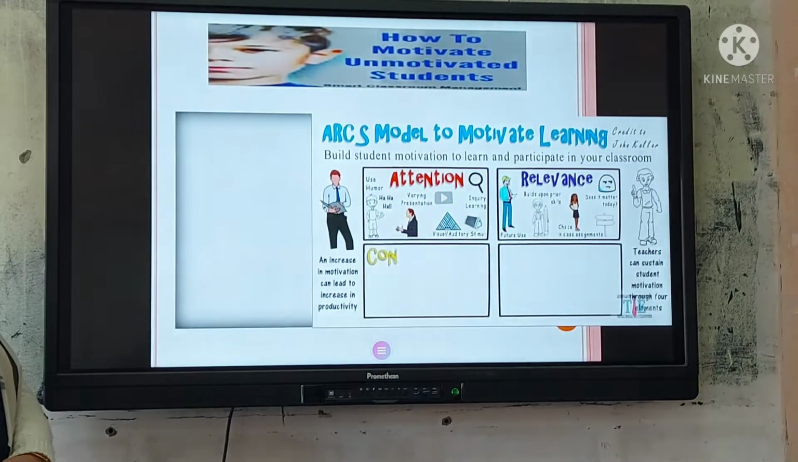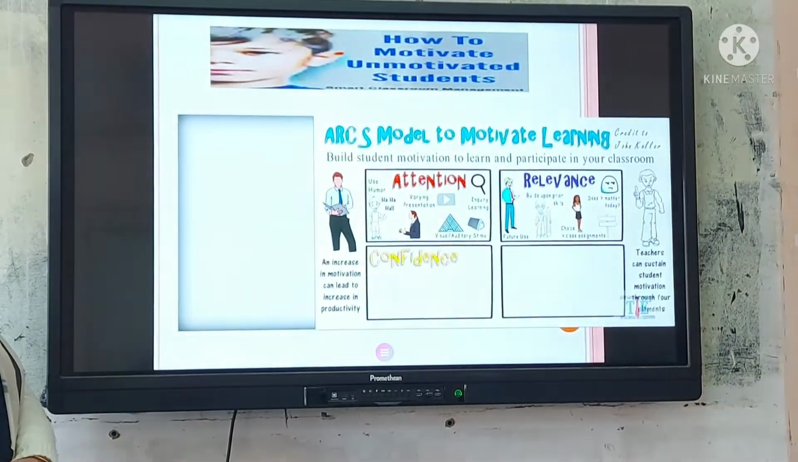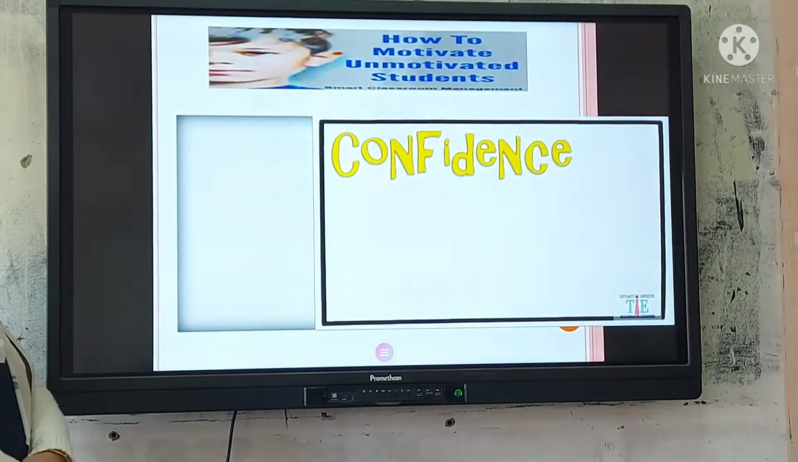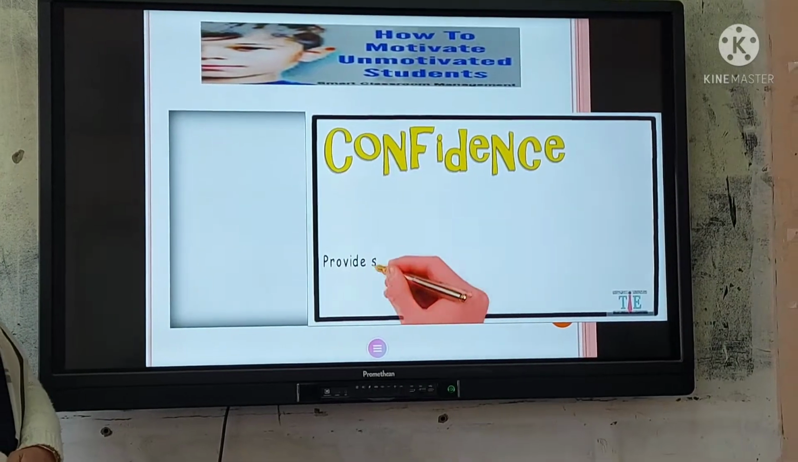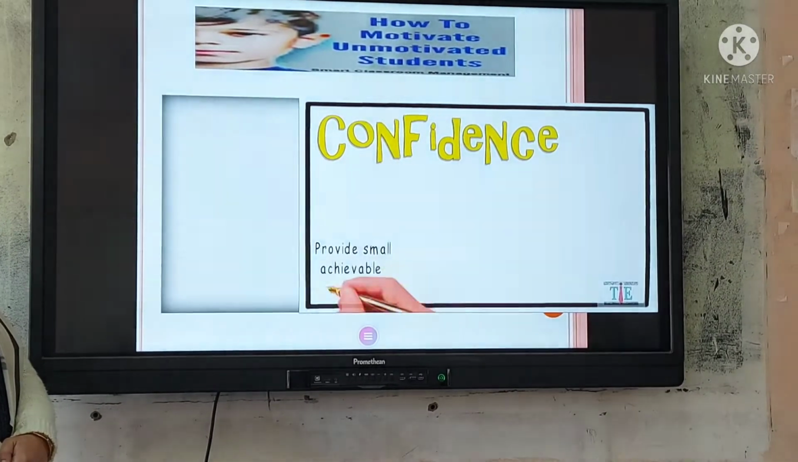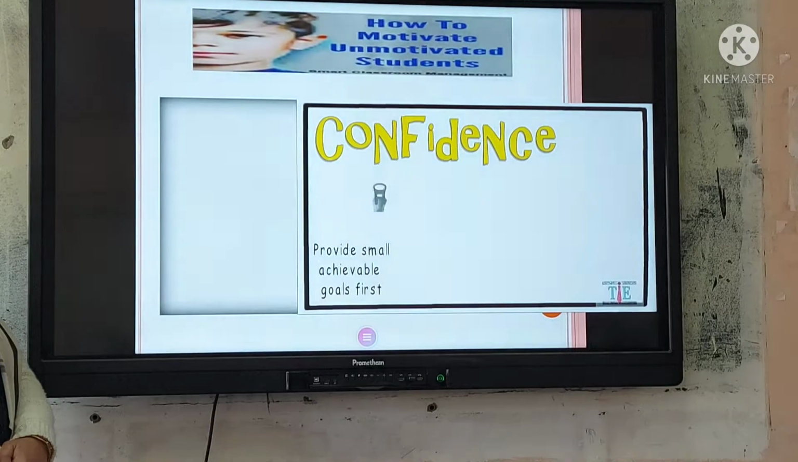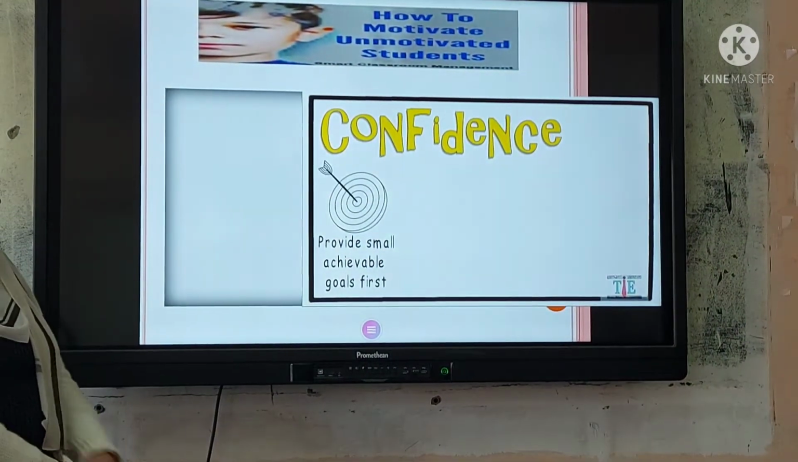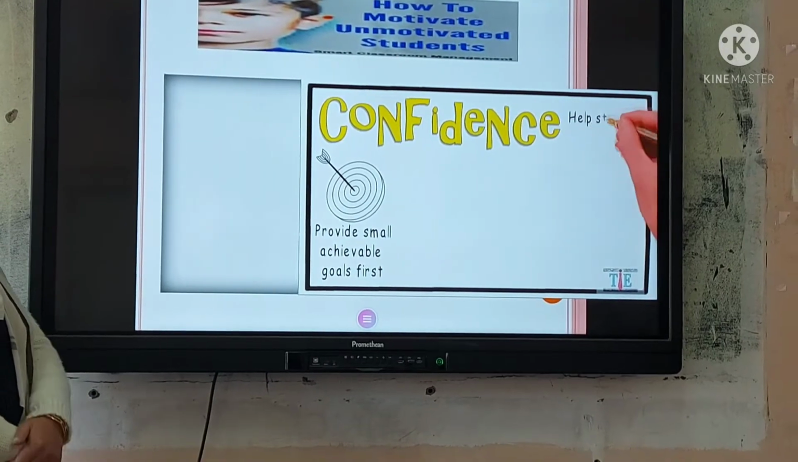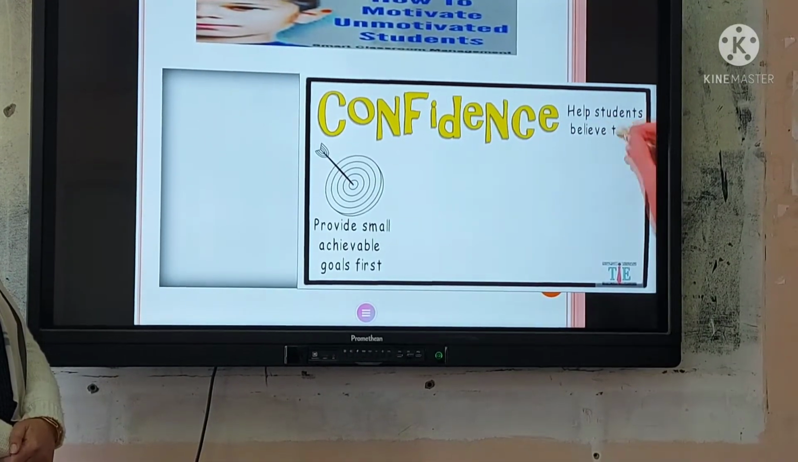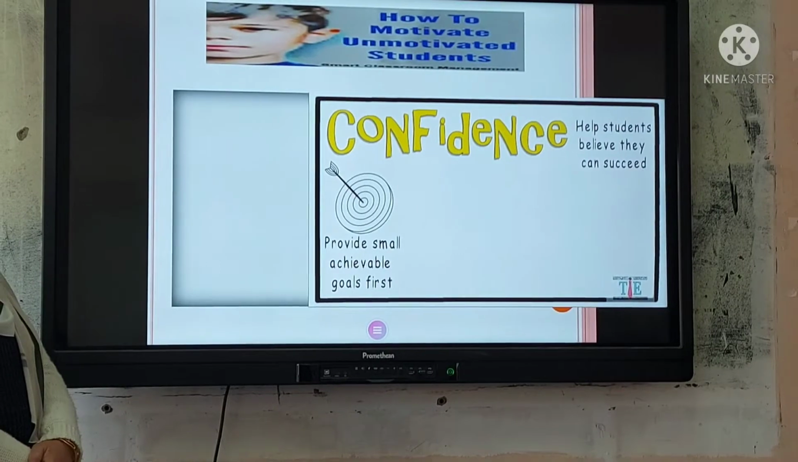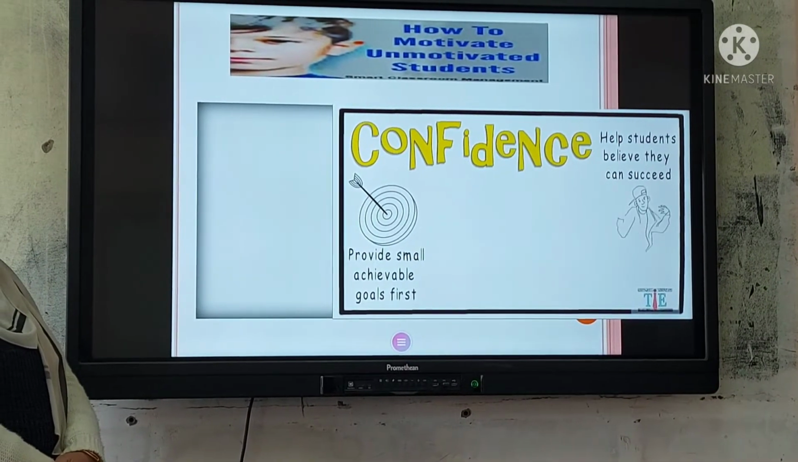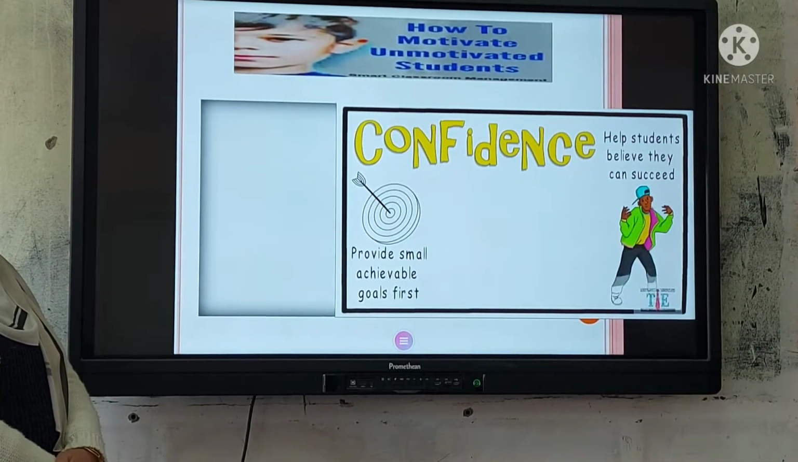Continuing with the 3rd element to increase motivation, C from ARCS, confidence. Students need to believe they can do the work. You can help them believe by first providing small but achievable goals for your students, which will build confidence. You need to help your students believe that they can succeed and be successful. They often think, what's the point of me trying if I'm just going to fail anyway?